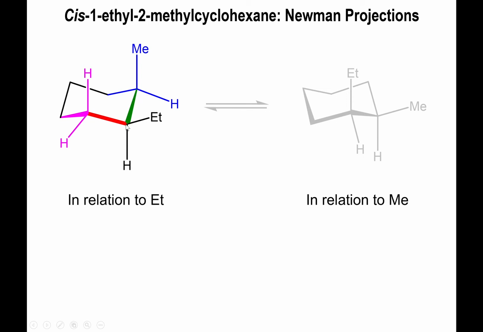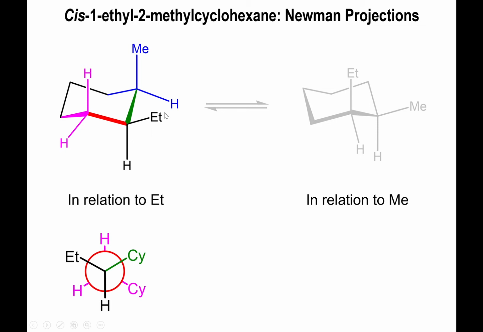So in this case, we're going to look at the carbon that bears the ethyl group, and we're going to go to the left side, and separately we'll look at the same carbon that has the ethyl group going towards the back side onto the carbon that bears the methyl group. And then at that point we'll look at the carbon that bears the methyl group, and we'll do the same type of analysis.